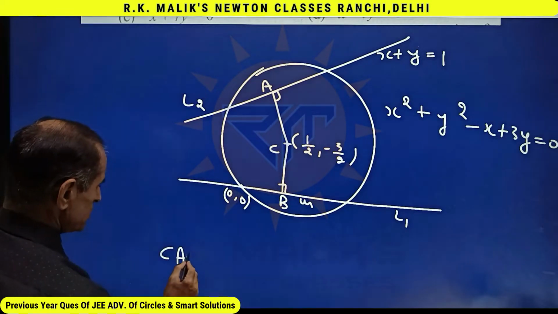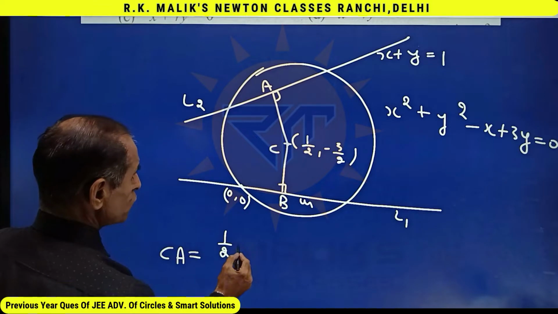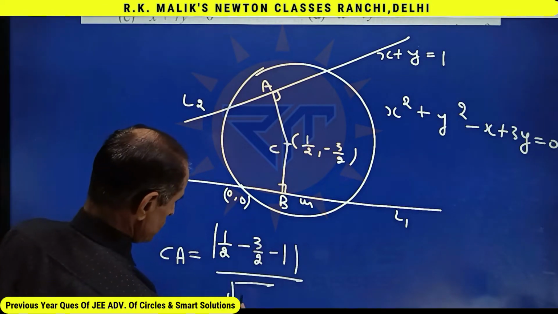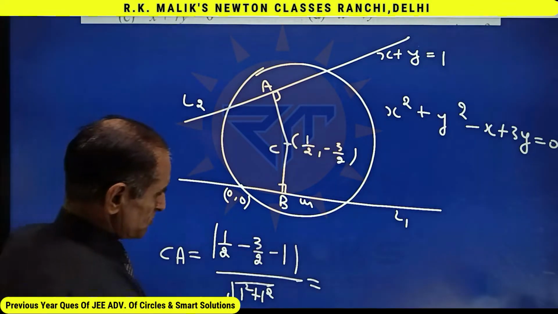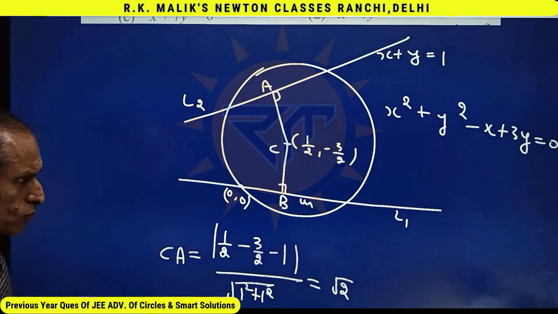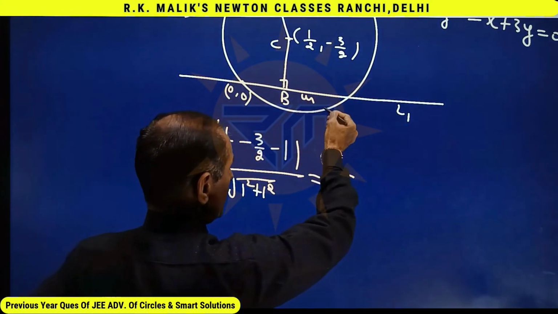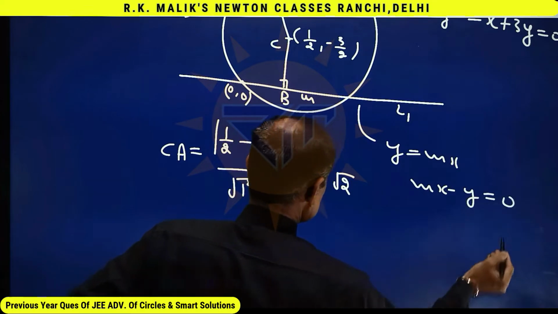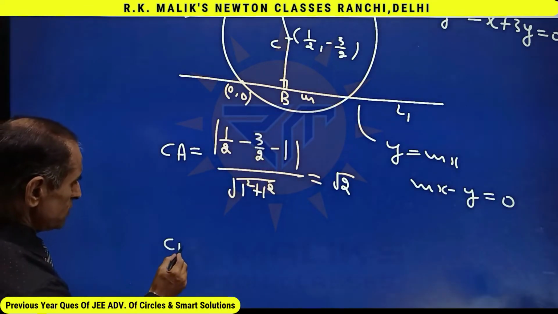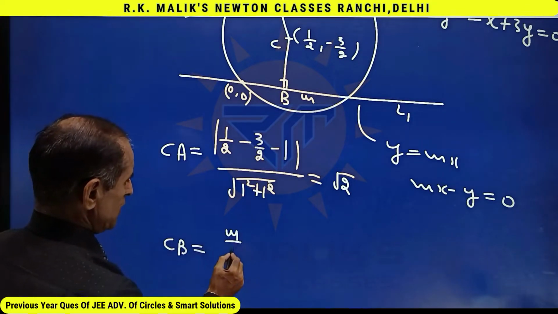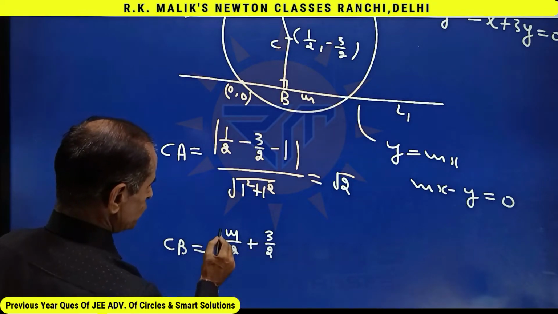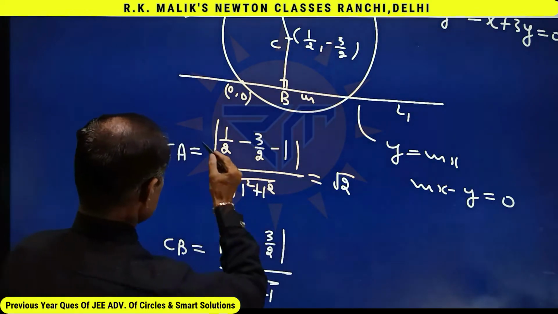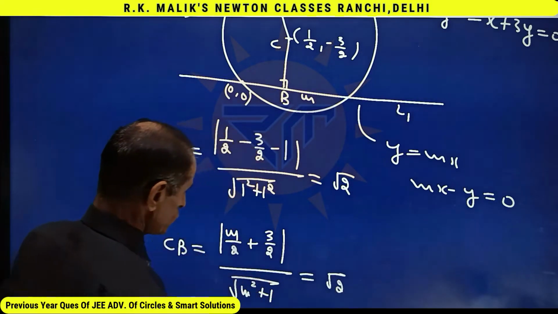Clearly CA equal to mod of 1 by 2 minus 3 by 2 minus 1, upon under root 1 square plus 1 square, that is root 2. And if I have supposed the slope of this line as m, the equation of this line will become y equal to mx, that is mx minus y equal to 0. Now clearly CB will be equal to mod of m by 2 plus 3 by 2, upon under root m square plus 1, and because CA and CB are equal, this is equal to root 2.